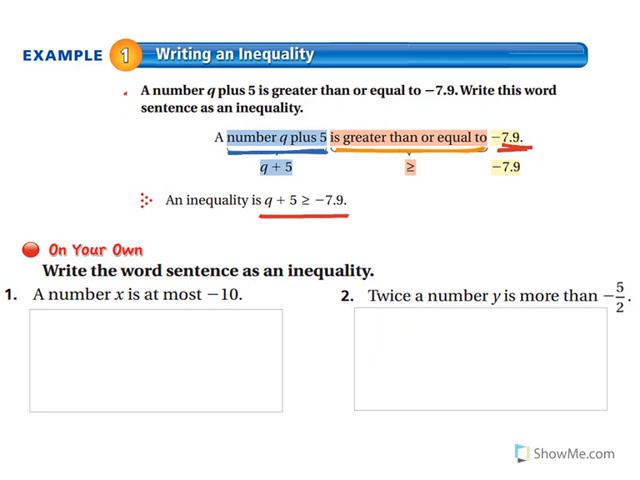So the number x, I'm going to write an x down, is at most. And so for that, I'm going to use my less than or equal to sign, negative 10.